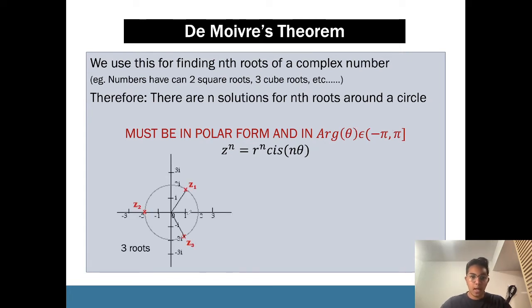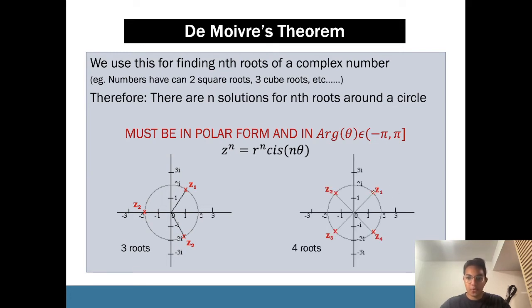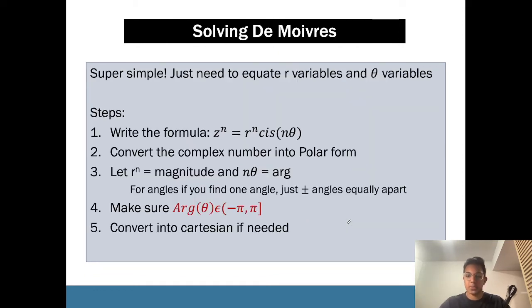Okay. So for example, if we have 3 roots, you'd be subbing in things like z is equal to 0, z is equal to 1, z is equal to 2, and you'd get 3 different values. 4 roots, you'd go 4 times around the circle. 5 roots, you could go 5 times around the circle, and so on. Okay, so when we solve using De Moivre's, we need to equate r variables and theta variables.